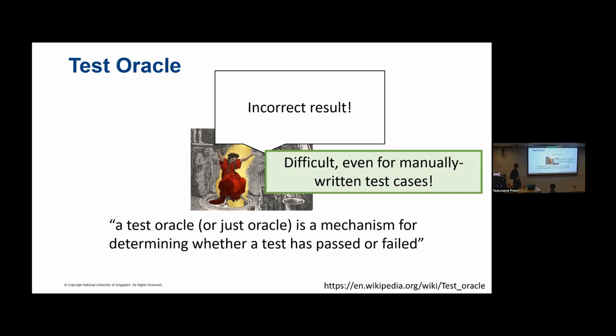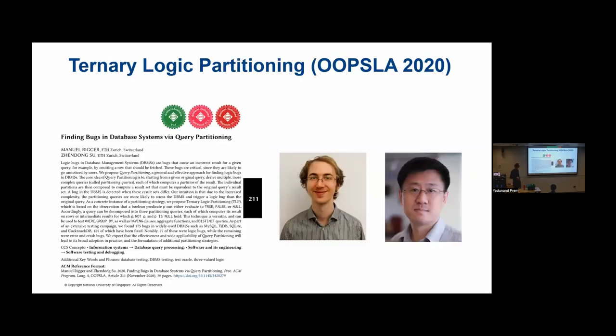And I would argue that this is actually quite difficult, even if we have some manually written test case and we want to find out what the expected result is. So we'll give a motivating example for this shortly. Now, in terms of testing approach, in this talk, I want to present ternary logic partitioning, which tackles this test oracle problem. And I believe this is still the state of the art approach in finding logic bugs, correctness bugs in database systems.